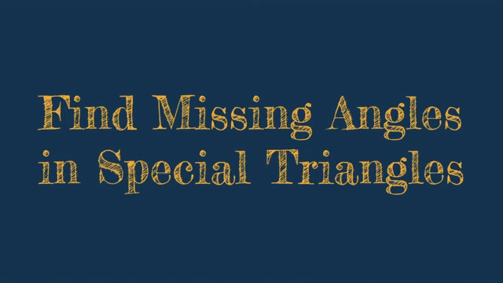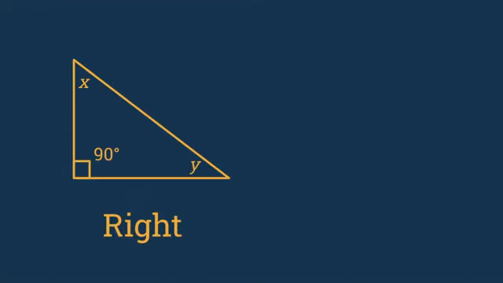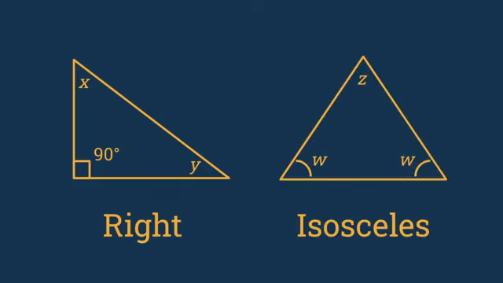In this video, you will learn how to find missing angles in special triangles. What are special triangles, you may be wondering? There are many types of special triangles. The two examples we'll look at in this video are right triangles and isosceles triangles. A right triangle is a triangle that contains a right angle. An isosceles triangle has two equal angles.